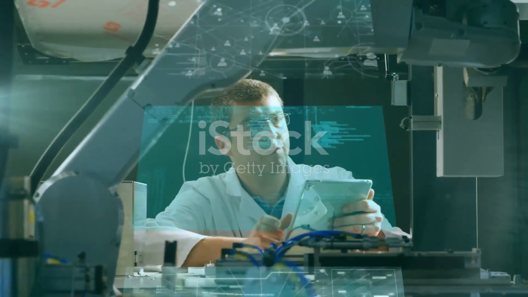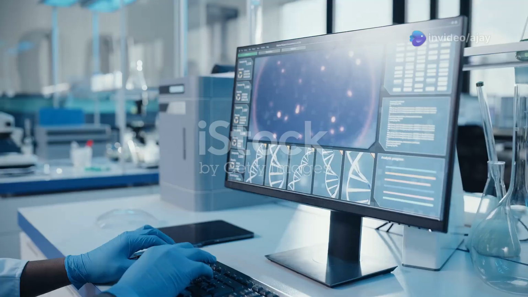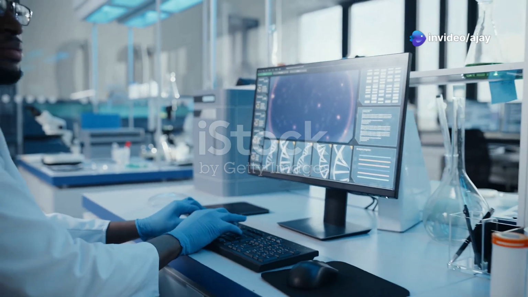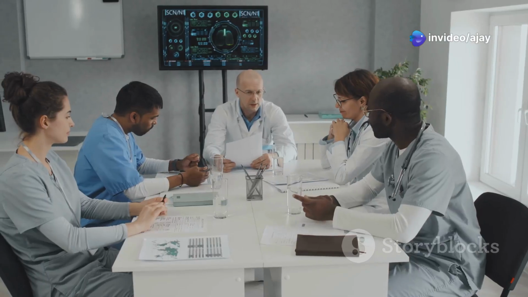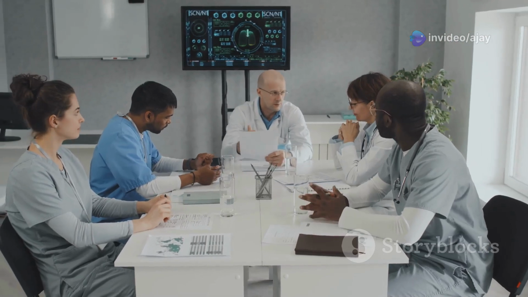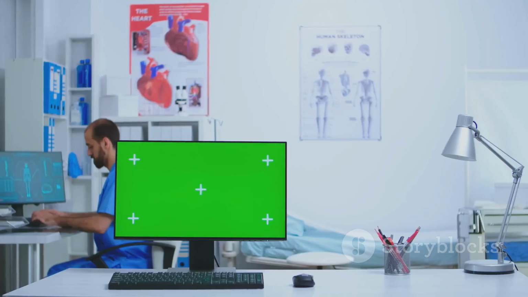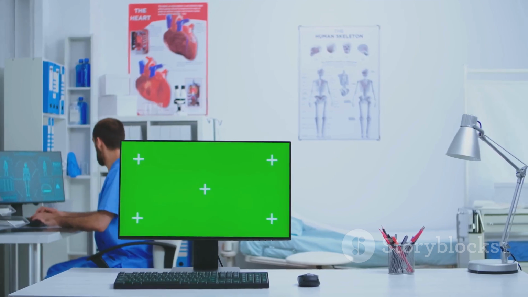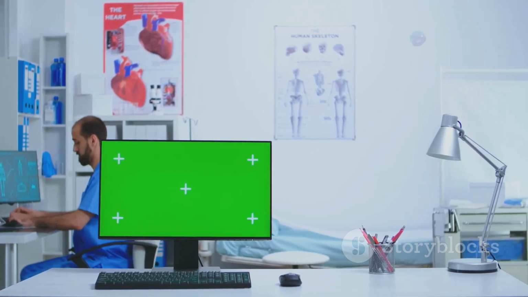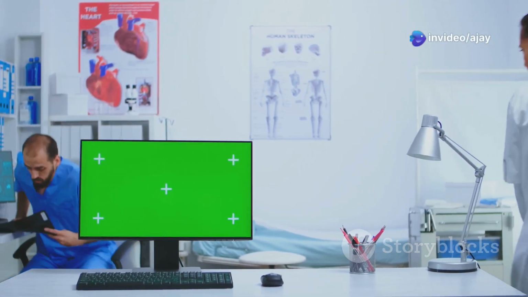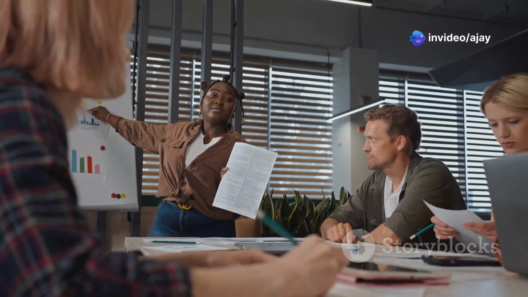Section 7. The importance of staying updated with ICH GCP. The field of clinical research is constantly evolving. New technologies emerge and ethical considerations advance. Therefore, staying updated with the latest ICH GCP guidelines is not merely a regulatory requirement. It is a scientific and ethical imperative.